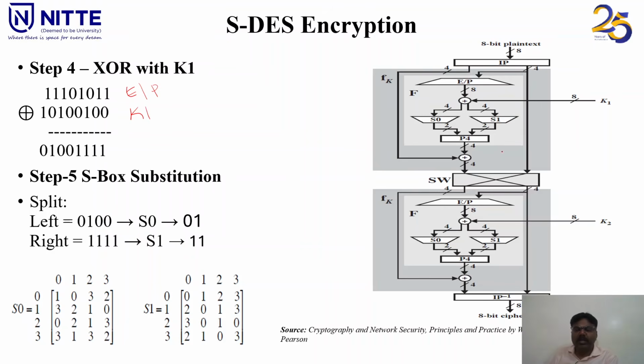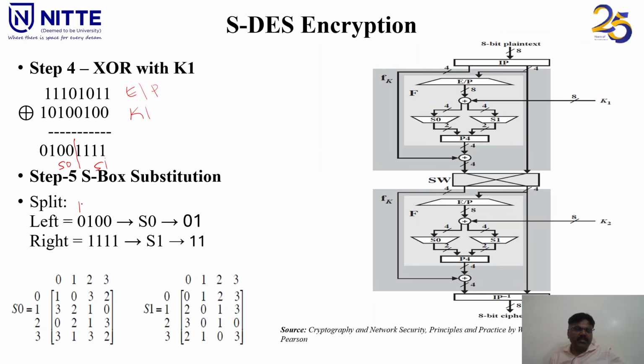Once I perform the XOR operation, I'll go on selecting the P4, the permutation 4 bits. But before that, whatever I'm getting after the XOR operation, I'll split into two halves, that is S0 and S1. I'm going to replace the values of these 8 bits into 4 bits by substituting in the substitution box. In the case here, the left side value is 0, 1, 0, 0.